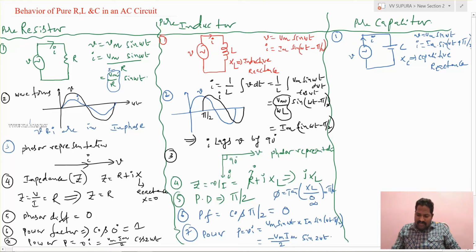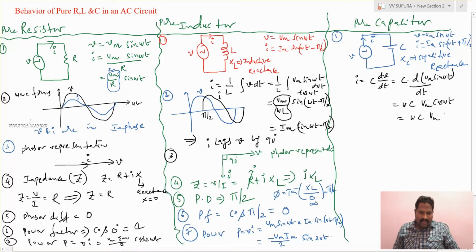So how does it become plus pi by 2? I can calculate this current waveform by using this formula. We already know I is equal to C dV by dt. From this, C into the derivative of Vm sin omega t by d omega t or dt. So I can write omega C Vm cos omega t. So I can represent it as omega C Vm sin omega t plus pi by 2.